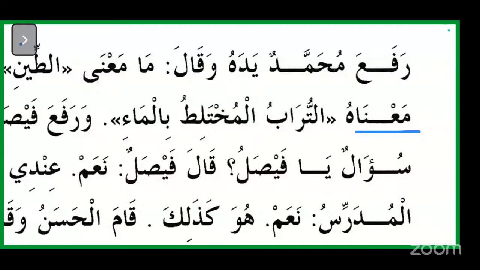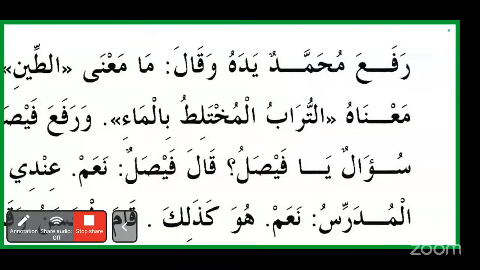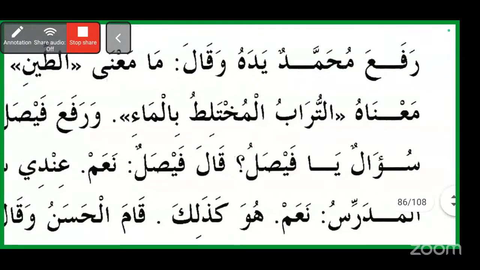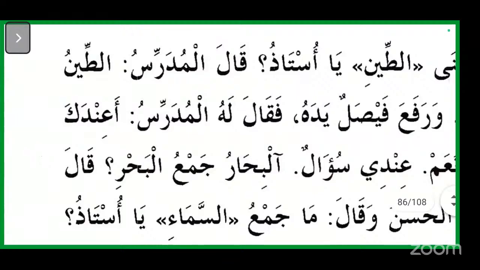معناه, what is this? Mudaf mudafun ilayh, معناه, its meaning, right? Its meaning. معناه التراب مختلط المختلط بالماء. ورفع فيصل يده.